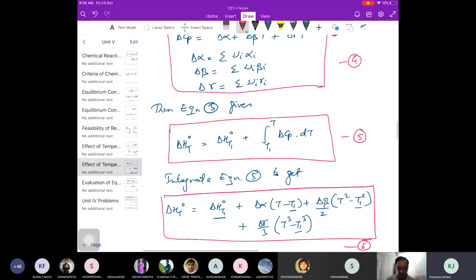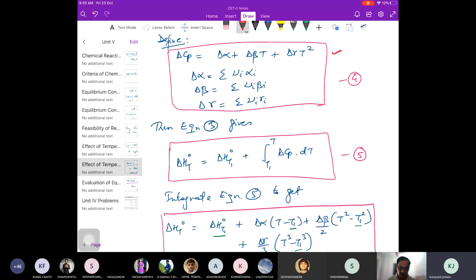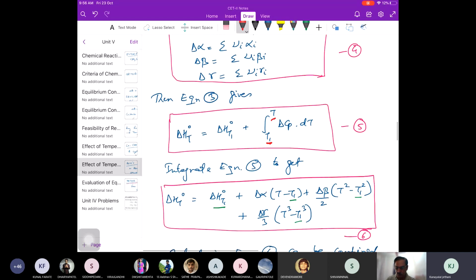Okay. So then we integrate this equation 5 to get delta H at T, 0 is equal to delta H at T1, 0 plus delta alpha. Delta Cp is nothing but delta alpha, right? Plus delta beta T plus delta gamma T square. So delta alpha into the integral, limit T1 to T, so T minus T1. Plus delta beta by 2 into T square minus T1 square, and delta gamma by 3 into T cube minus T1 cube. Any questions on equation 6?